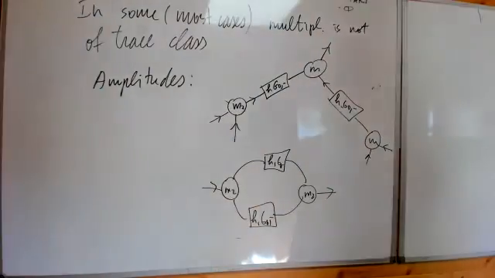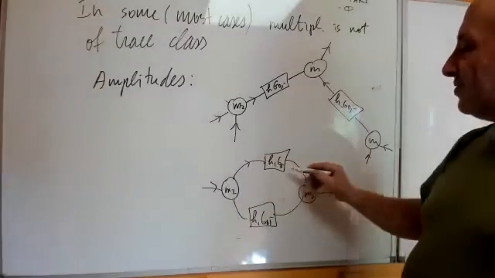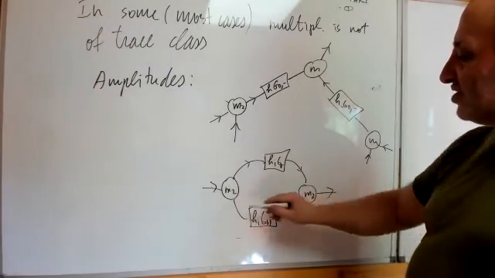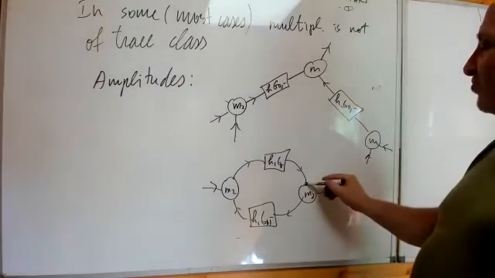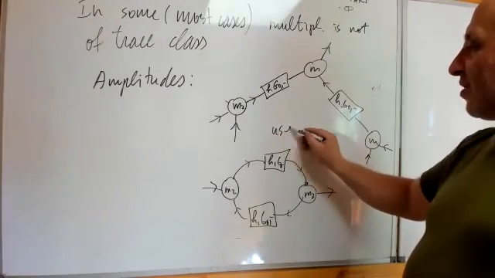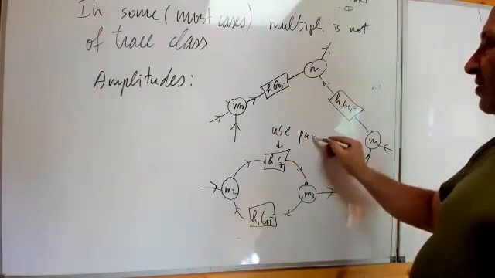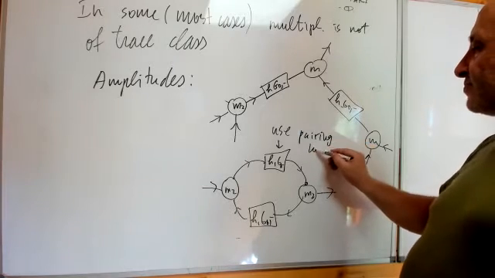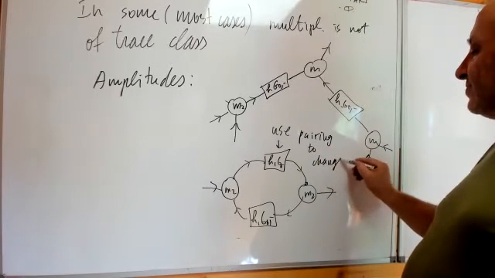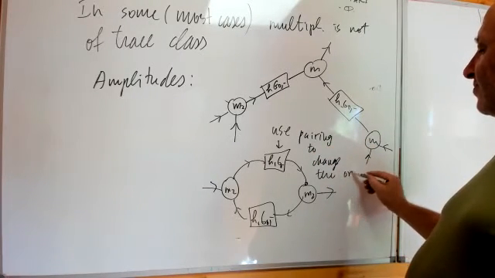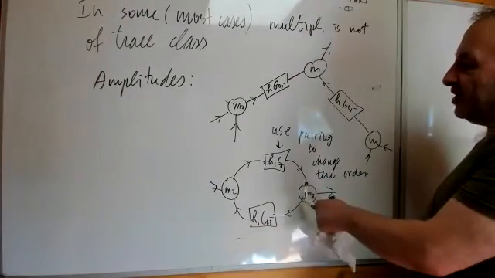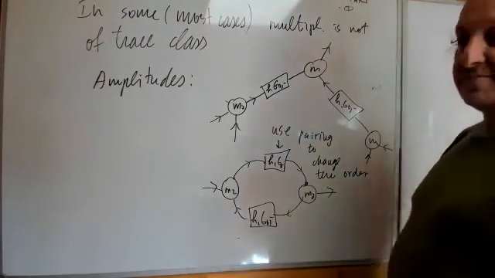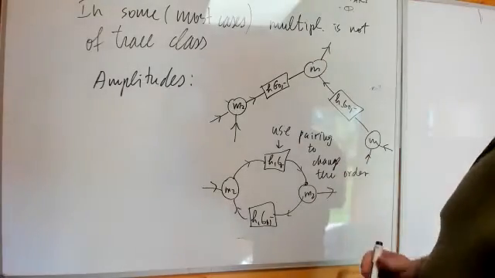But actually, these are loops. So you see in the loop, the loop is strangely oriented. Because of this orientation of the loop, I have to use pairing. For a loop, you have to use pairing to change the order. So in particular, here you have one incoming and two outgoing. So here we use this pairing.